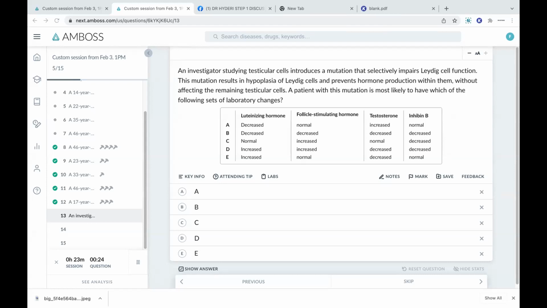Easier than MBOS, much easier than MBOS. Okay, this one, number 13. A patient with a mutation is most likely to have which of the following findings? The testicular cells include a mutation that selectively impairs Leydig cell function.